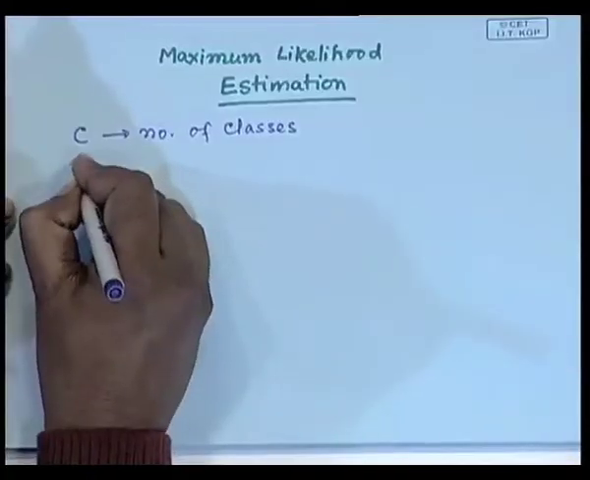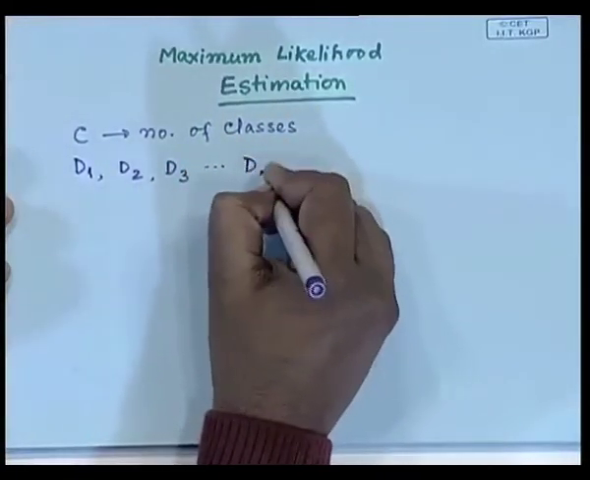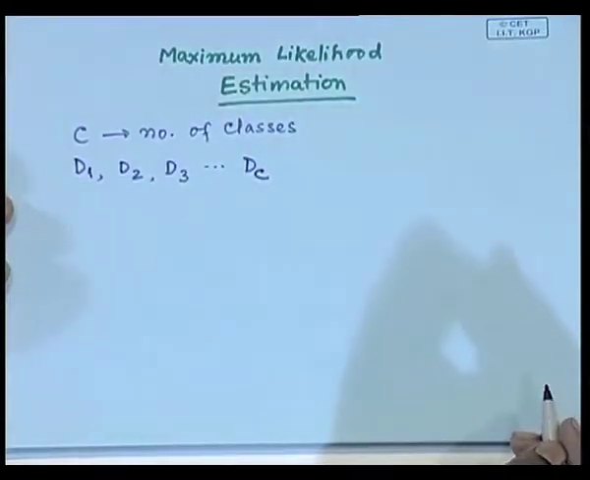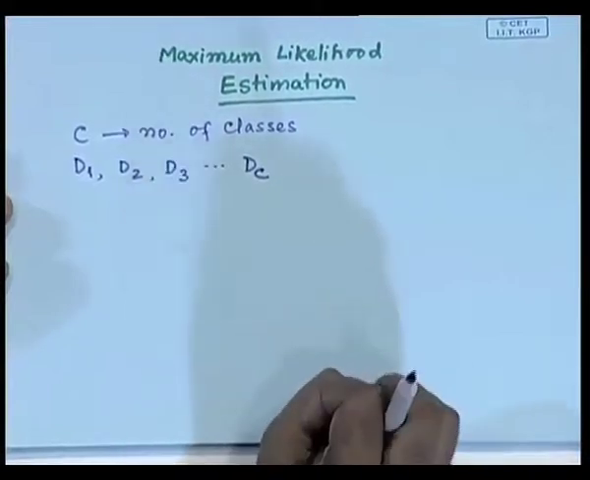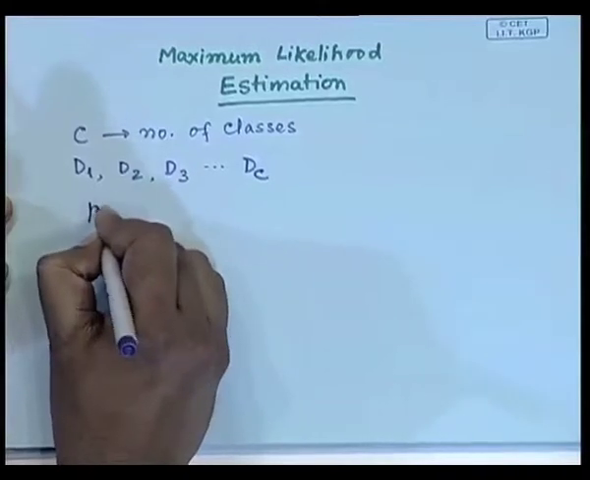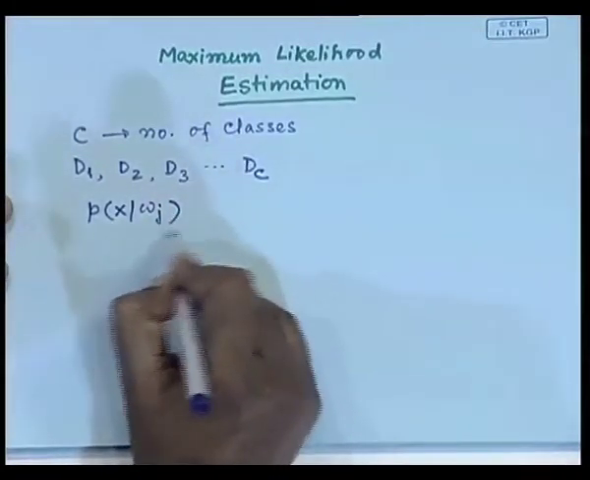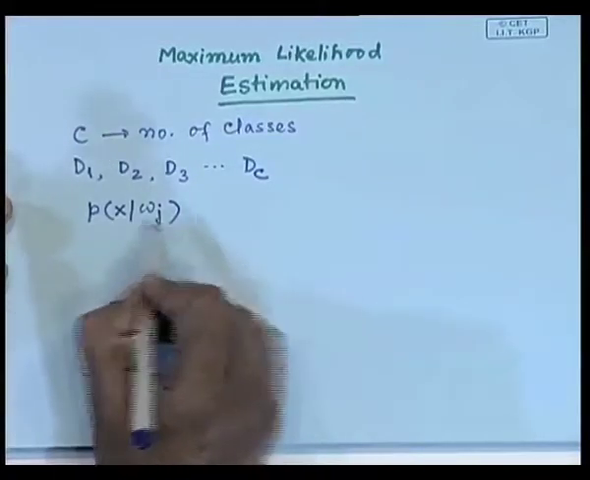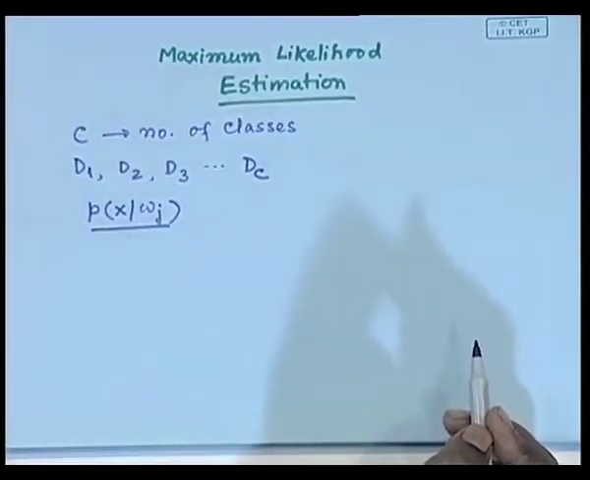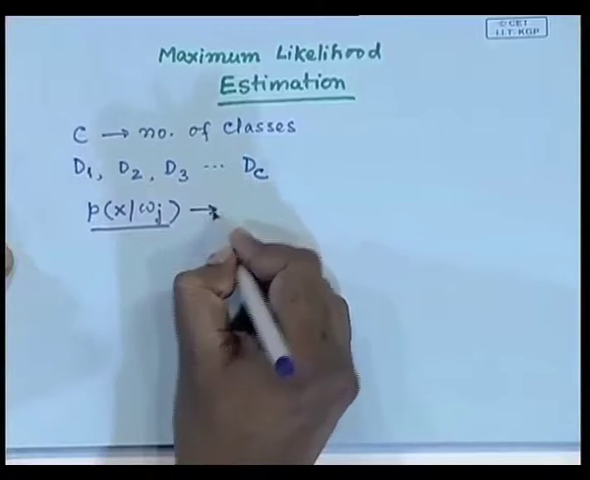Let us represent those C sets of feature vectors as D 1, D 2, D 3 up to D c, as we have C number of classes. We can assume that the samples in each of the classes are drawn independently according to the probability law P of x given omega j. So, the samples belonging to the set D j are drawn independently according to the probability law P of x given omega j. And we also assume that this P of x given omega j has a known parametric form.